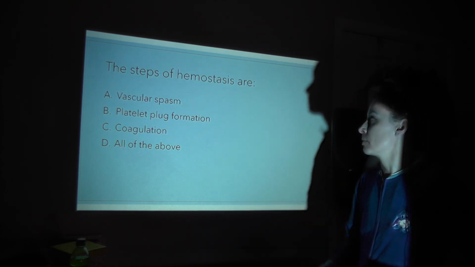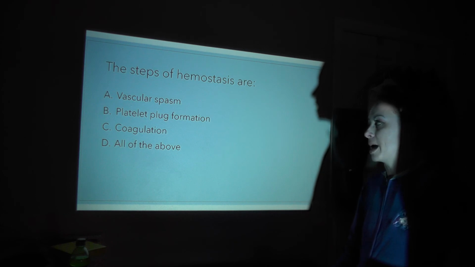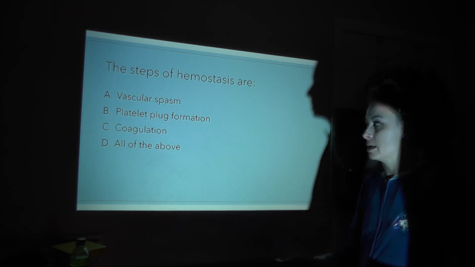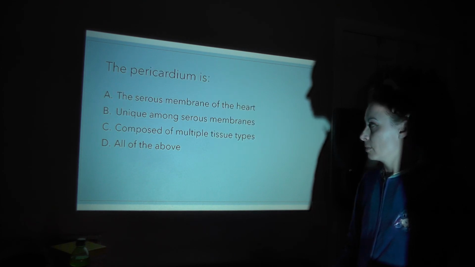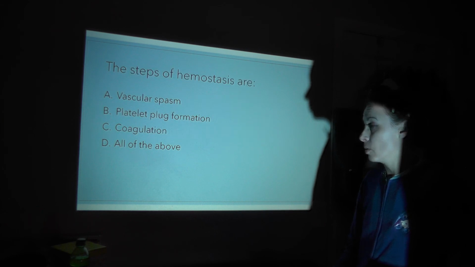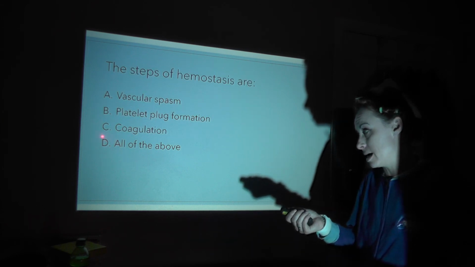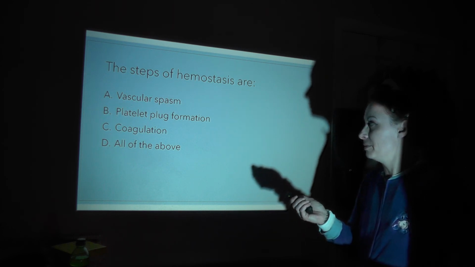Okay, the steps of hemostasis are A, vascular spasm, B, platelet plug formation, C, coagulation, D, all of the above. What are the steps? I didn't blank out the answer, but the answer is D, all of the above. So review those steps if you need to.